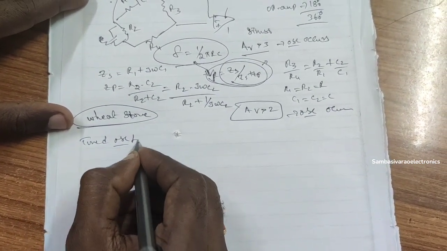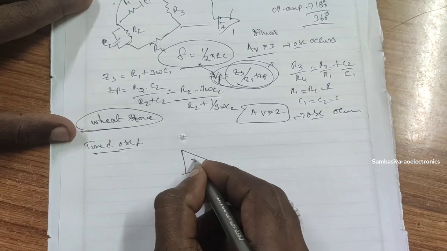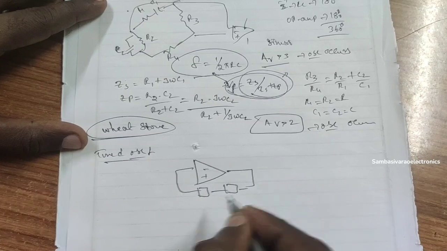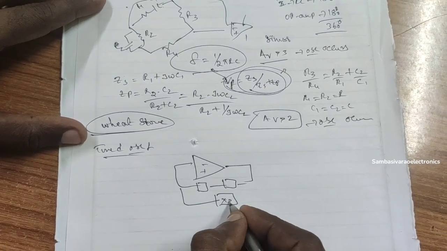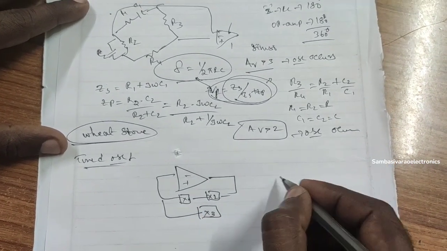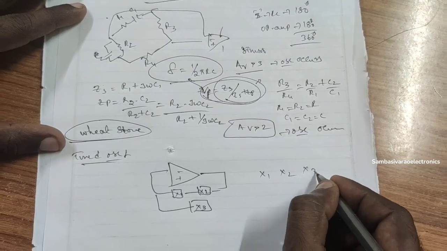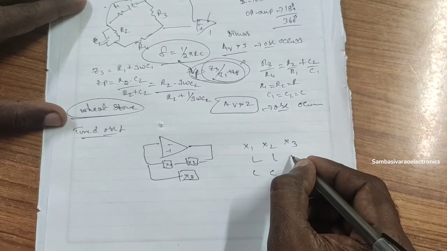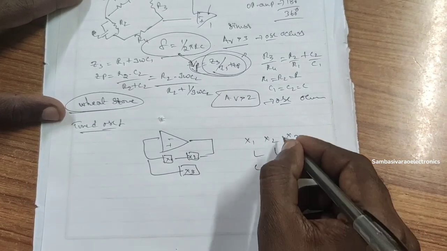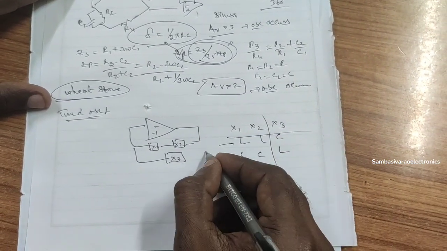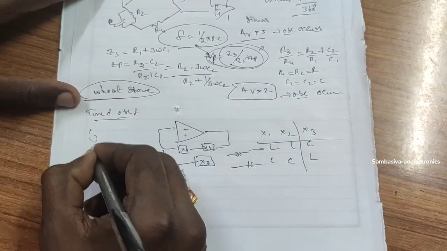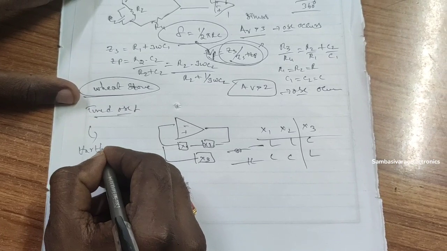Okay, now move on to the tuned oscillator. Nothing but a tuned oscillator means, again consider an op amp. Again, you take three terminals, nothing but X1, X2, and X3 terminals. If X3 is variable, X1 and X2 are constant. Like that, we are having nothing but tapping. This is known as inductance tapping. This is known as capacitor tapping.